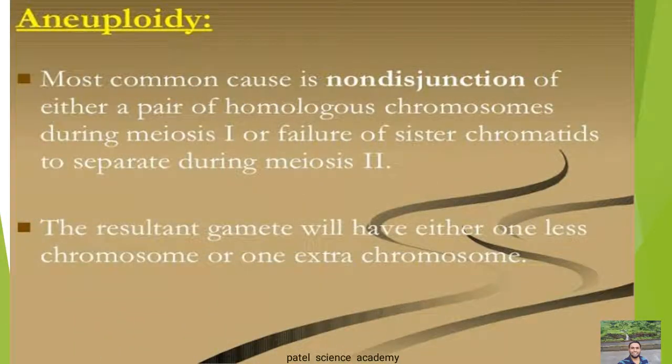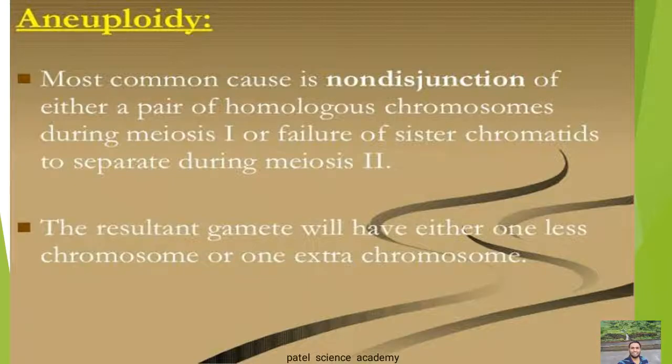Then what is aneuploidy? As you know about euploidy, now we'll see about aneuploidy. The most common cause is non-disjunction of either pair of homologous chromosomes during meiosis 1 or the failure of the sister chromatids to separate during meiosis 2. So the resultant gametes will have either one less chromosome or one extra chromosome.